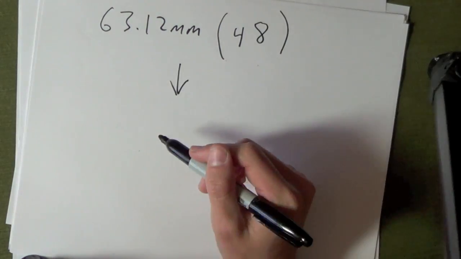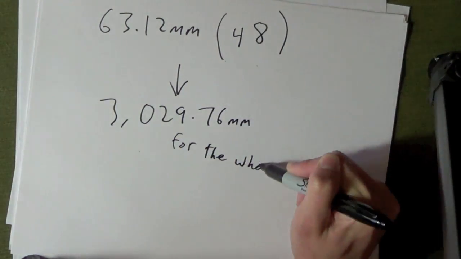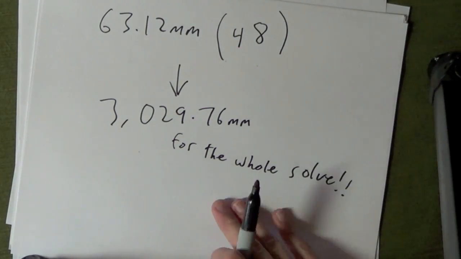Back to Matt's Valk. Not including cube rotations, he made 48 quarter turns in his world record solve. Knowing this, we can calculate the total distance a corner cubie traveled for the solve, 3,029.76 millimeters. Save that thought.